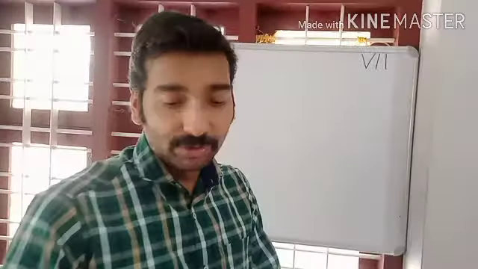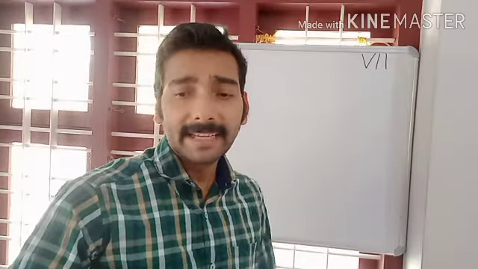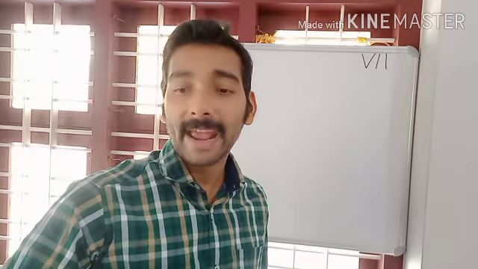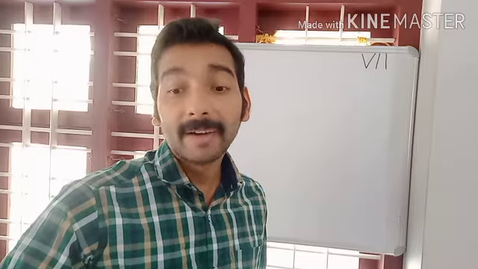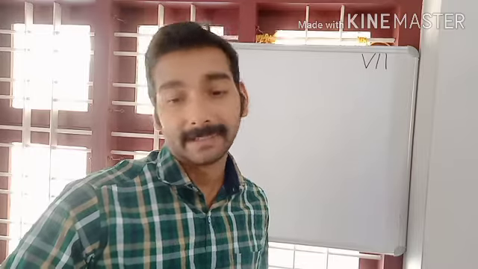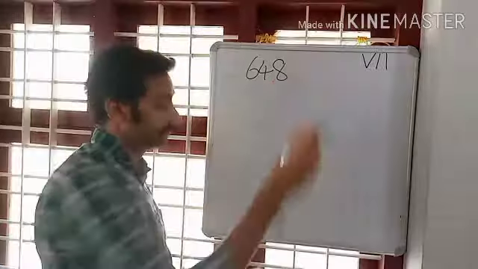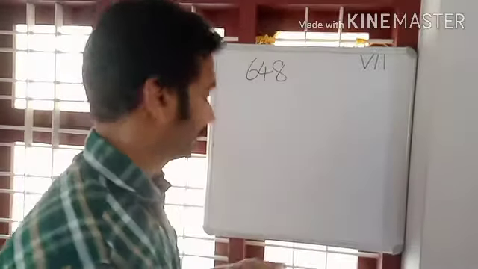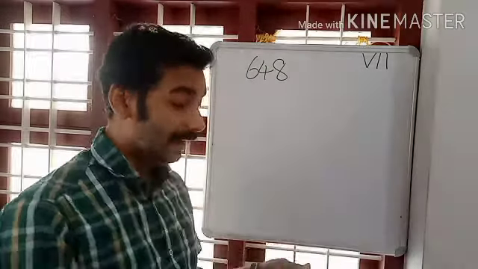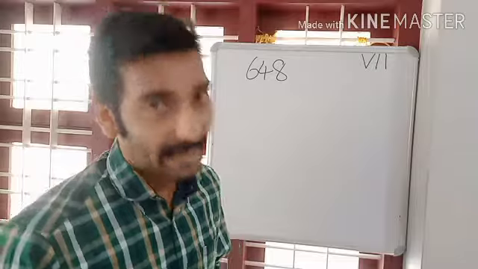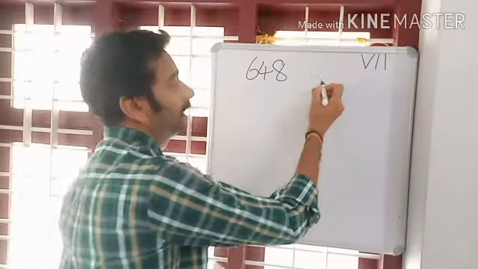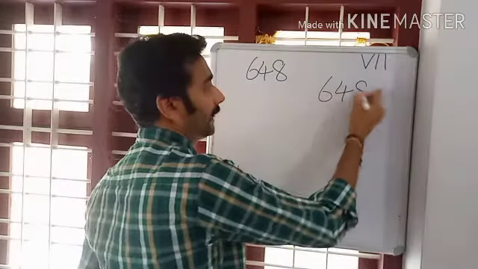Then fifth question. Express each of the following as product of powers of their prime factors. The question is 648. Powers of their prime factors. That means 648.